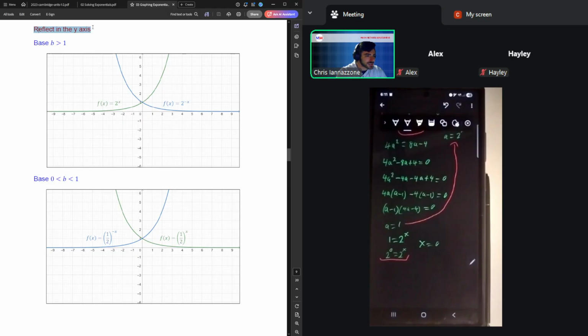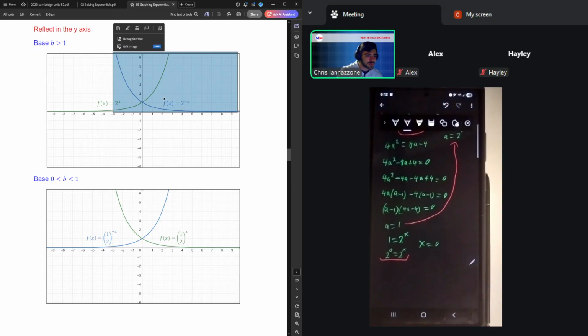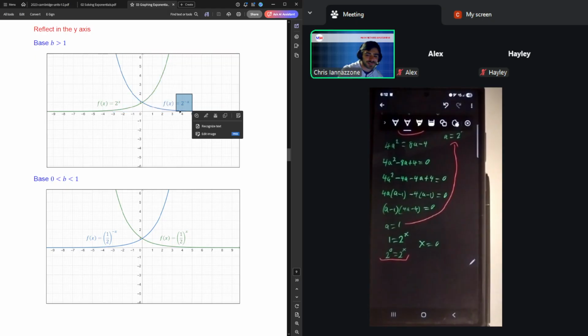Reflecting in the y-axis is going to be the most annoying one to remember, because the base is itself a way to reflect in the y-axis. If you have a regular base greater than 1, again the green line, up and to the right, flipping horizontally would cause it to now go that way, which is the same thing as 2 to the power of negative x.